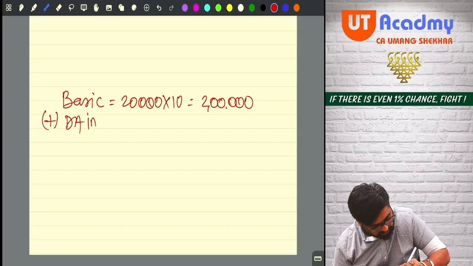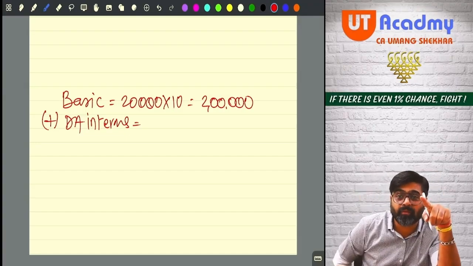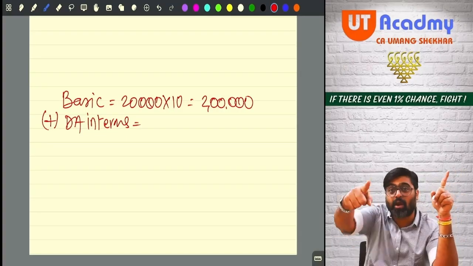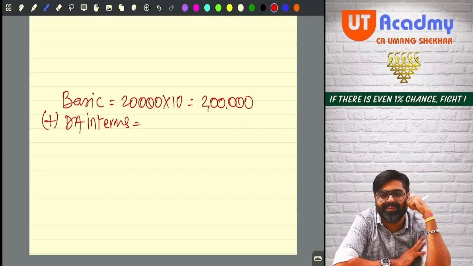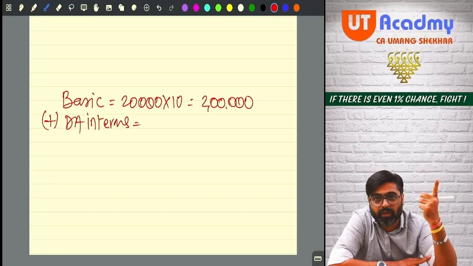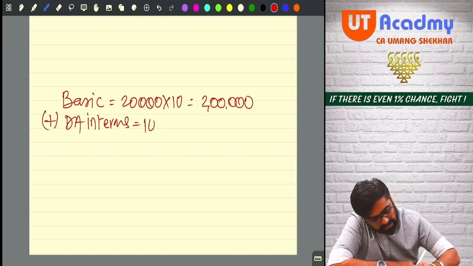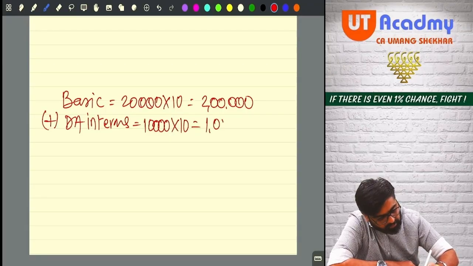DA in terms. Now what was the DA? 10,000. But they are assuming that the DA is not in terms, so they are not taking this DA here. But we are assuming that DA is in terms, so we are going to take that DA over here. So DA was how much? 10,000, 50% of basic, into 10, which will be 1 lakh rupees.